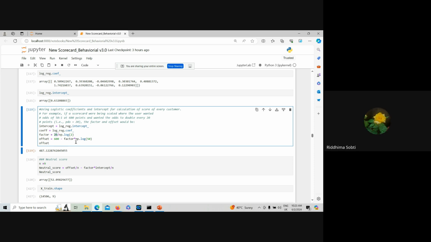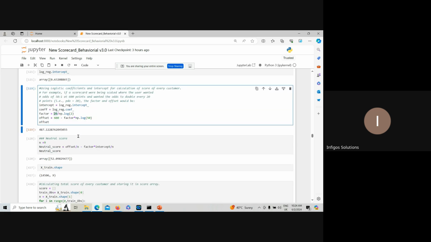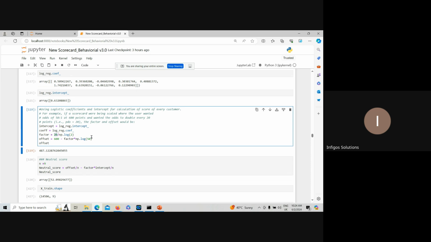Sir, but how are we going to know this in advance when we are building a scorecard? Like, what would be the PDO? PDO and score are provided by management to you, that you want the score in this range. For instance, I can change the score range here, but it is through my code. But it has to be provided by management. They want the score to be in this range.